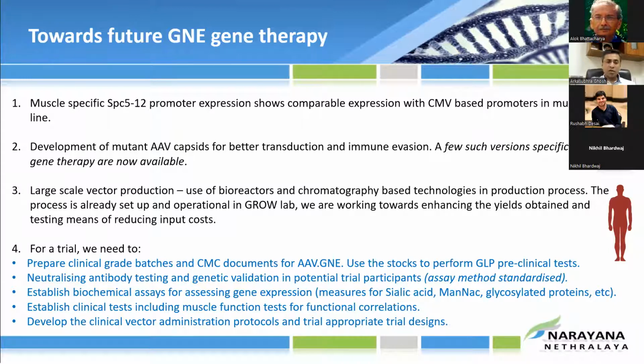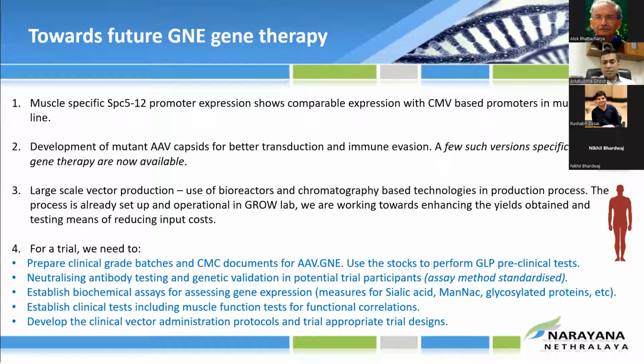But for a trial, what we need to do is prepare clinical grade batches of these AAV vectors and use them for GLP tests and preclinical tests in animal models, relevant animal models. We need to initiate neutralizing antibody testing in the relevant patient group for evaluating potential trial participants. Of course, we need to have appropriate biochemical assays to assess gene expression and gene function.